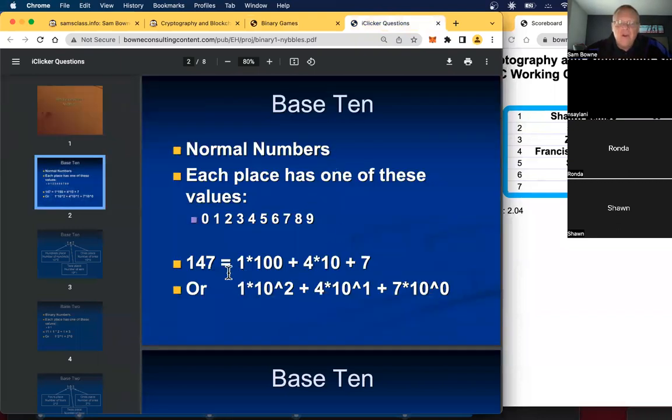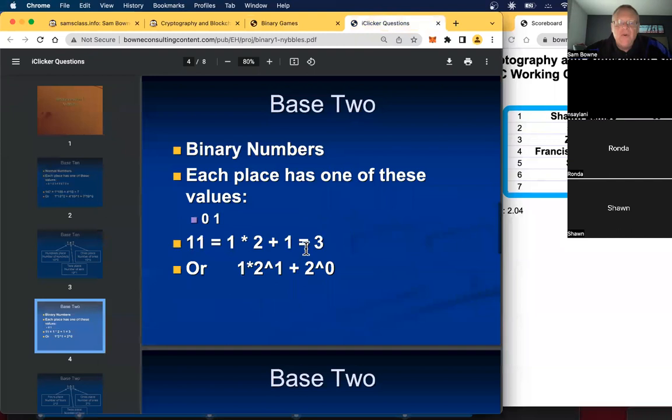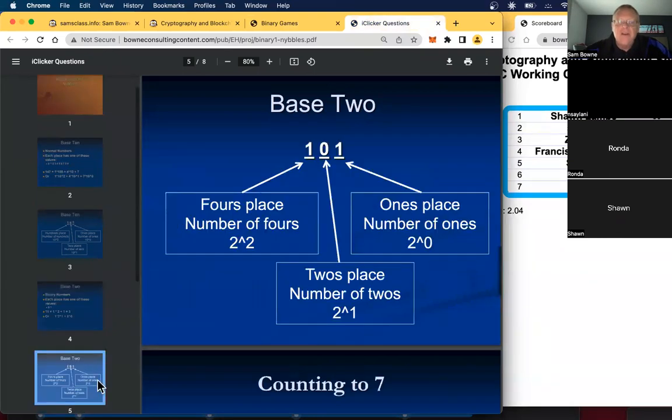Now, normal numbers like 147, the 7 is the number of ones, the 4 is the number of tens, and the 1 is the number of 100s. It looks like this, and we're all used to that. In base 2, all you have is 0 and 1. So if you write 1, 1, that means 2 plus 1, or 3. So it's like this. The number on the right is the number of ones. The next number is the number of twos. And the next number is the number of fours. So this is 5. It's a 4, no 2, and a 1.